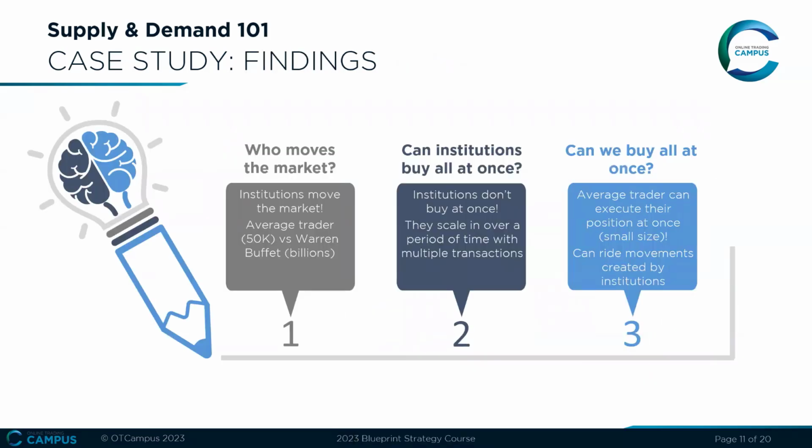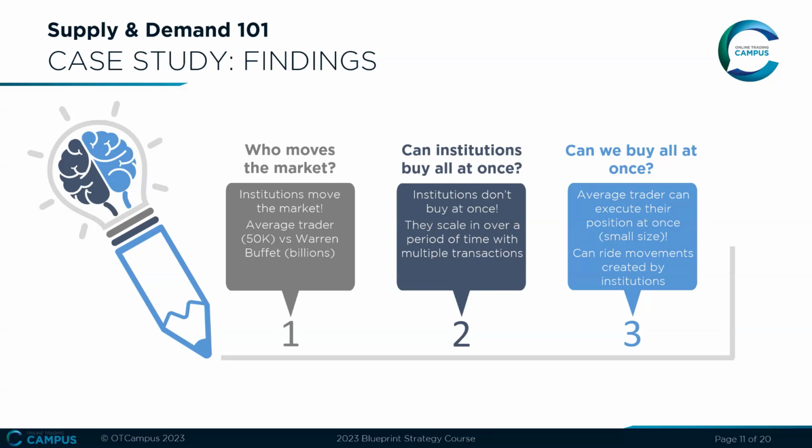So let us summarize some of the key takeaways really quickly. Who controls the market? It's institutions. Can institutions buy all at once? No, they cannot. They clearly must scale in over time, and they require multiple transactions. Can we buy all at once, us, the small traders? Absolutely. That's our advantage. We're very fast in the marketplace, although nobody cares what we're doing. That's also good, and that's really our advantage. We can be super quick and smooth participants in the marketplace.